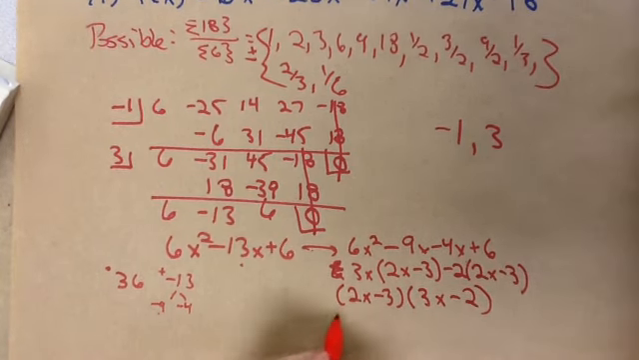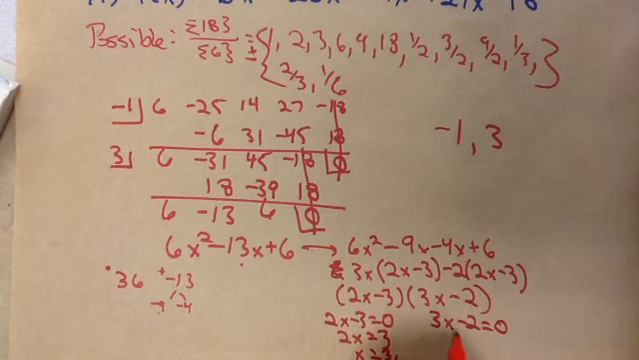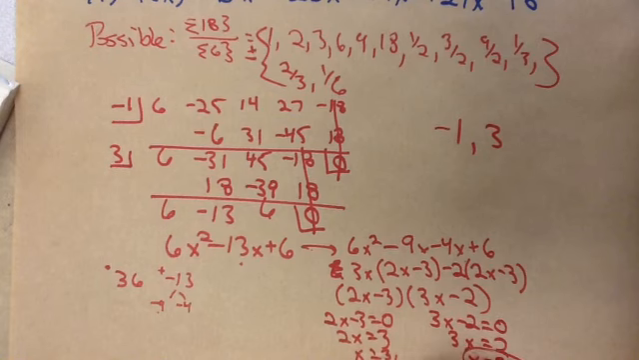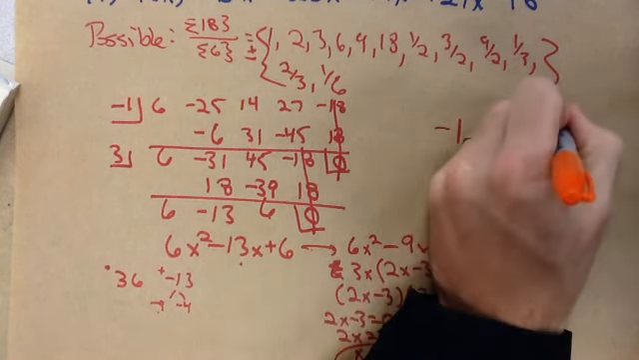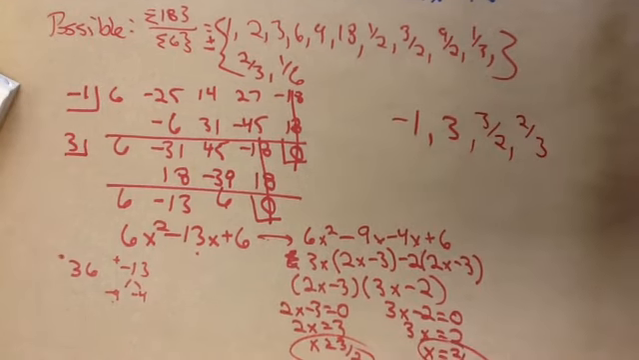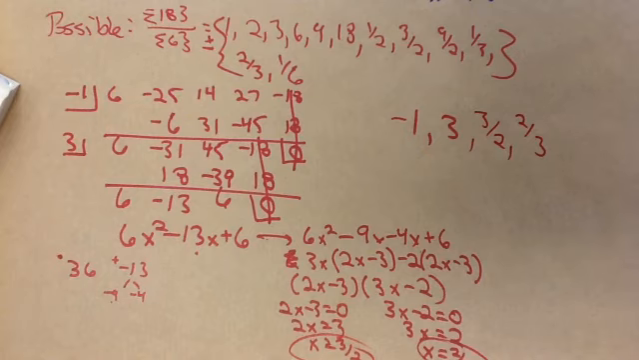So my solution here, 2x minus 3 equals 0, is 2x equals 3, or x equals 3 over 2. And over here, 3x minus 2 equals 0 is 3x equals 2, x equals 2 thirds. So I got those. My solutions turned out to be negative 1, positive 3, 3 over 2, and 2 thirds.